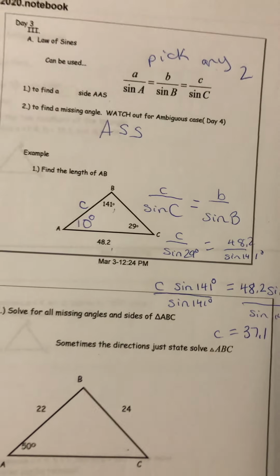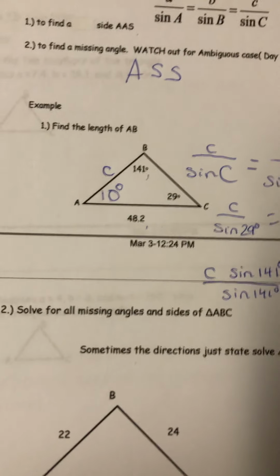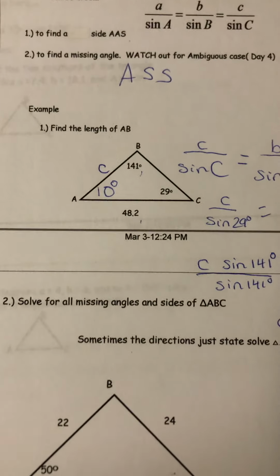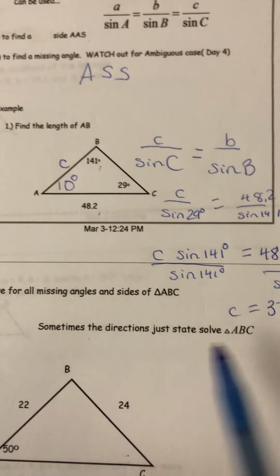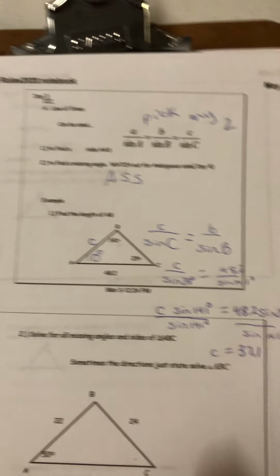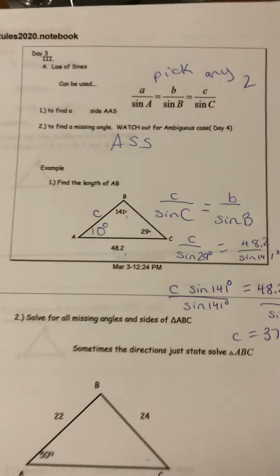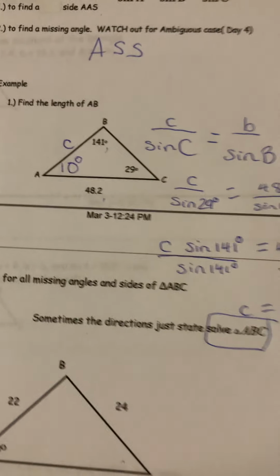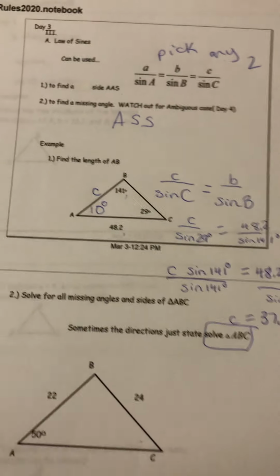Now, the only thing I can think of where they can make it a little more complicated is they might say solve for all missing angles and sides of triangle ABC. Sometimes the directions just state solve triangle ABC, and then you're like, your hands are up, what do I do, right? If you see something as simple as solve triangle ABC, they want everything that's missing found.